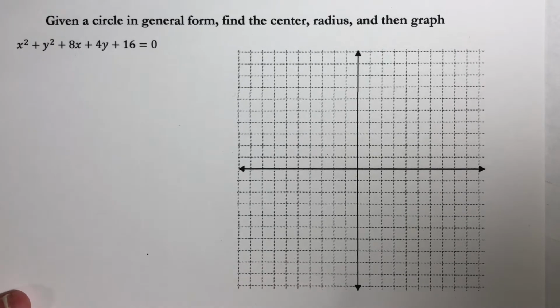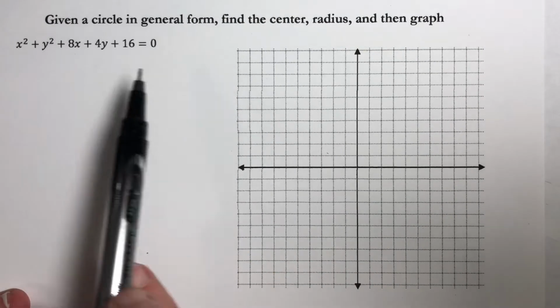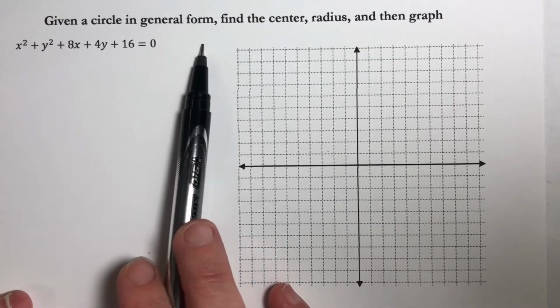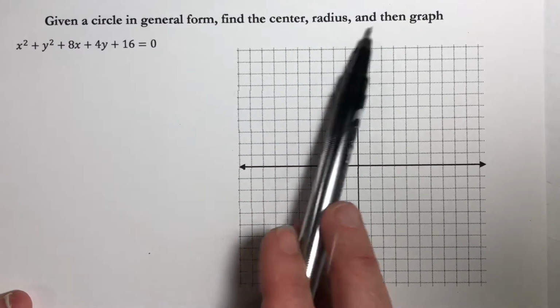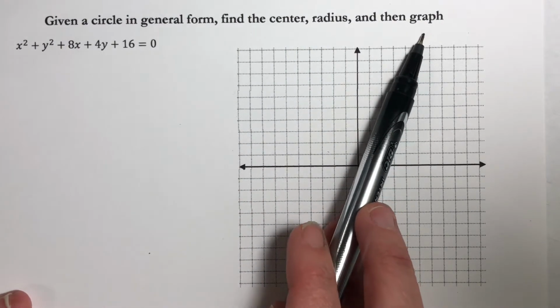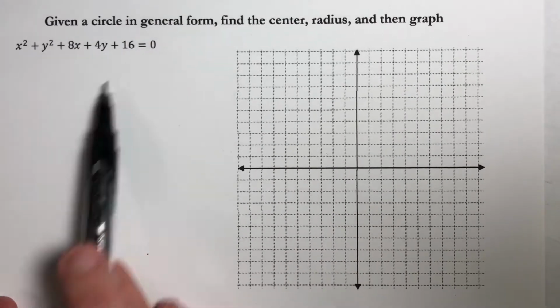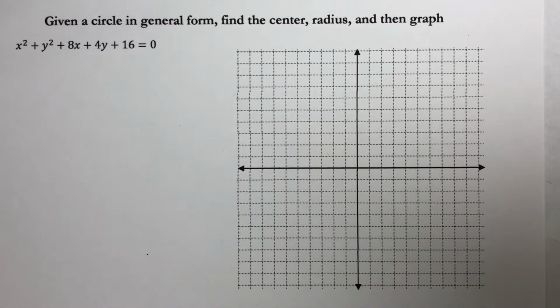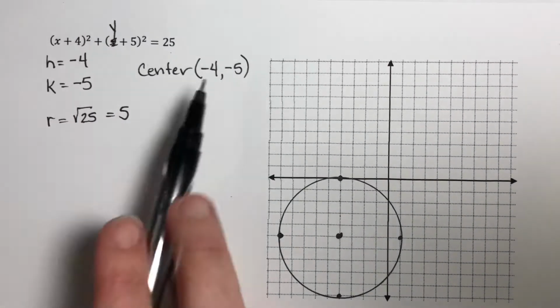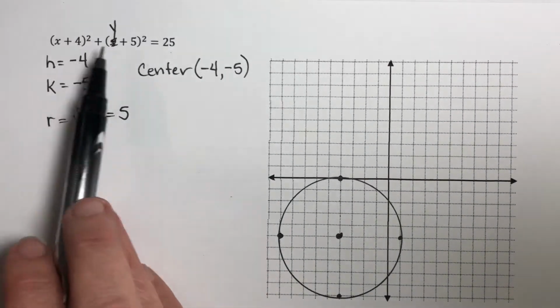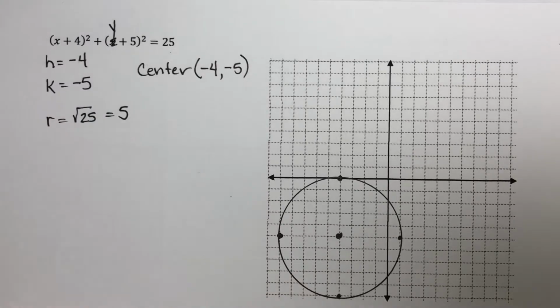Okay, this is part 3 of section 2.8. We are given a circle in general form, and we are supposed to find the center, the radius, and then do the graph. The hardest part of this is taking something in general form and switching it back into standard form so we can look at it and read off our center and our radius.